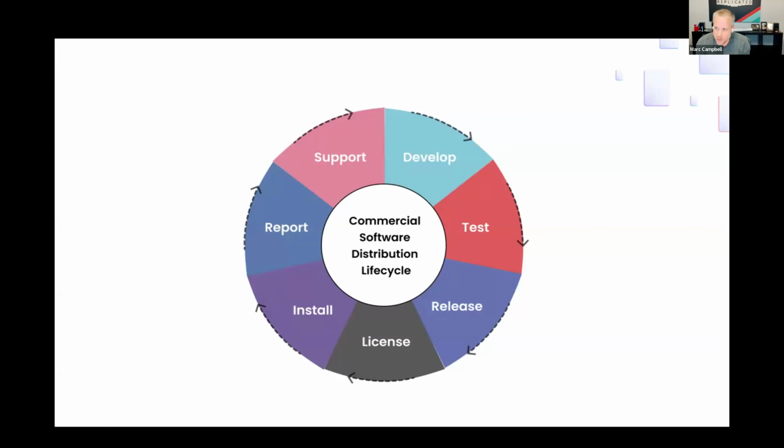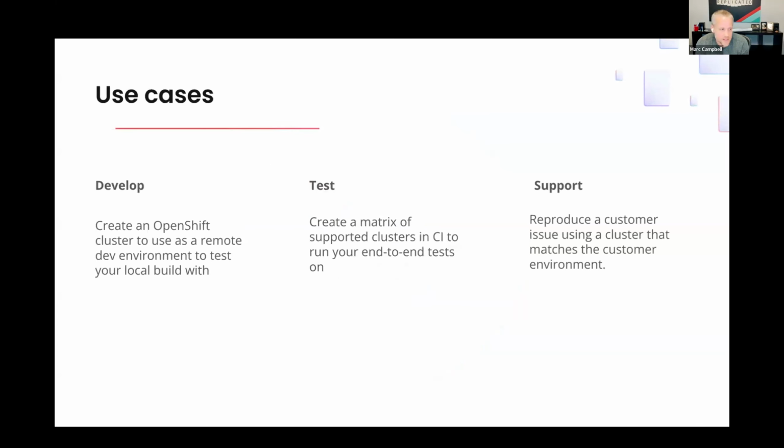Bringing this graphic back up, Chuck had this on his presentation also. It's this commercial software distribution lifecycle. We talk about the different phases that you actually have to go through in order to distribute your application. And Compatibility Matrix can fit in a couple of different places here. The develop phase, maybe you're a developer and your application doesn't work on OpenShift and you need to build support for OpenShift into your application.